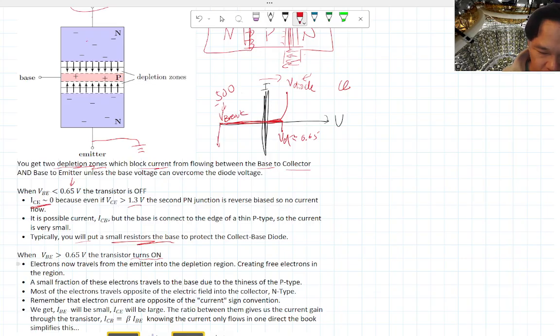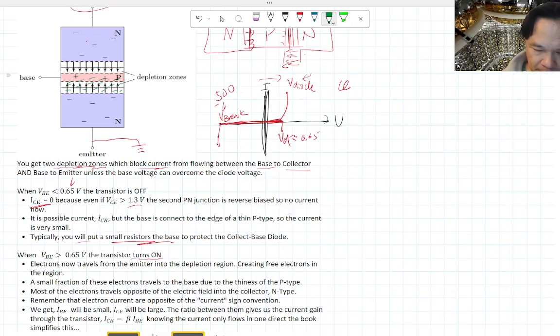So when the voltage across the base and the emitter can overcome this electric field, the diode voltage, now I'm going to talk about this in terms of electrons. So I'm going to switch to green pen. Right now, since you overcame this diode drop, the electrons are actually able to travel from the emitter N-type semiconductor into the depletion zone. In fact, it flows into the P-type semiconductor.